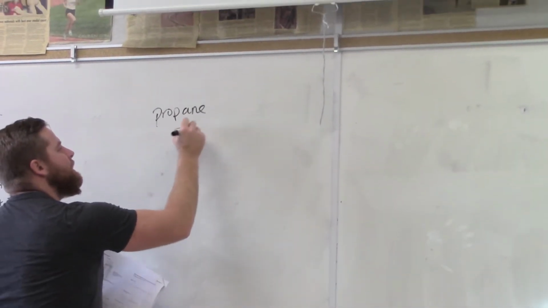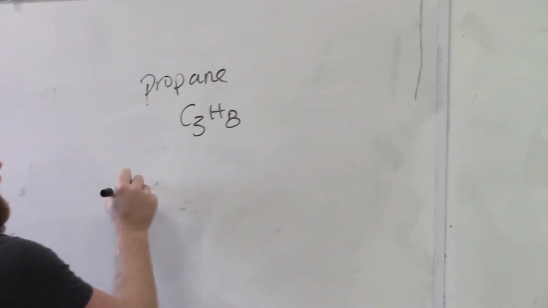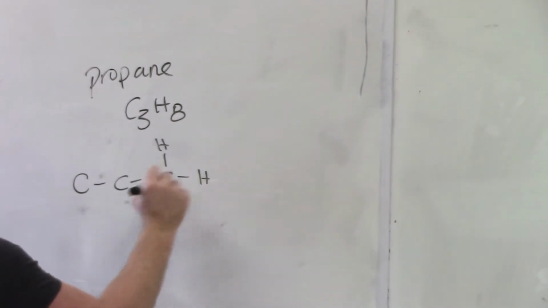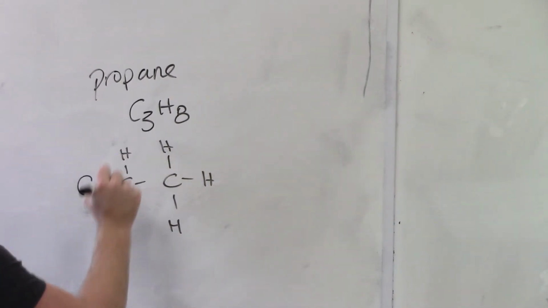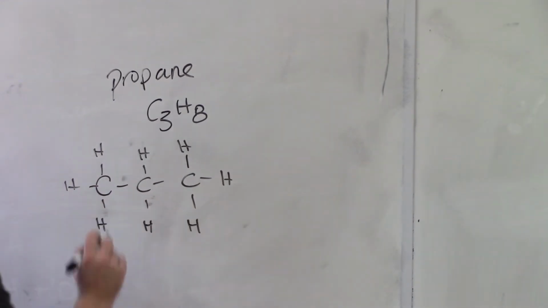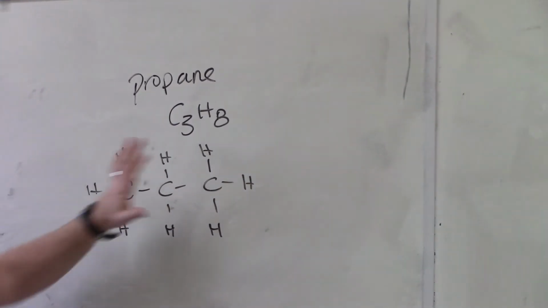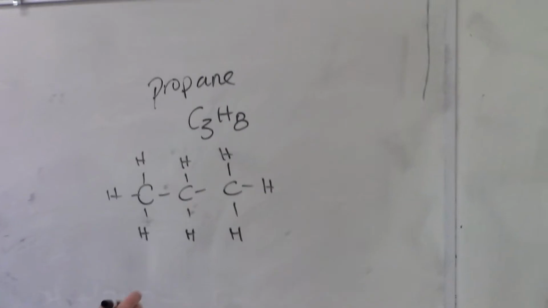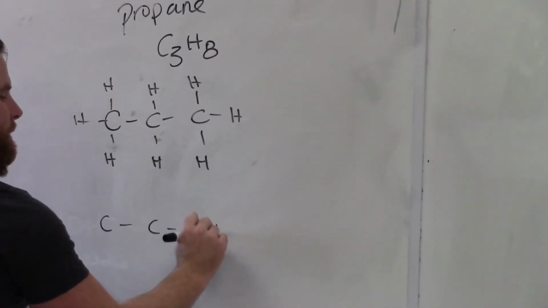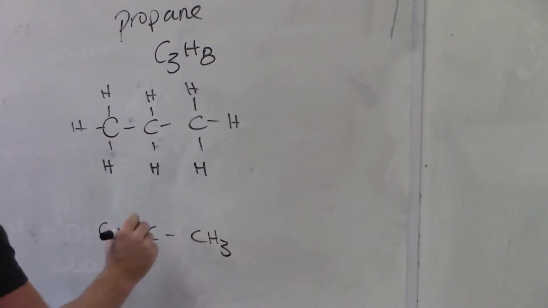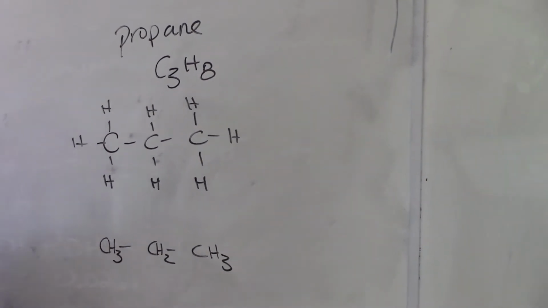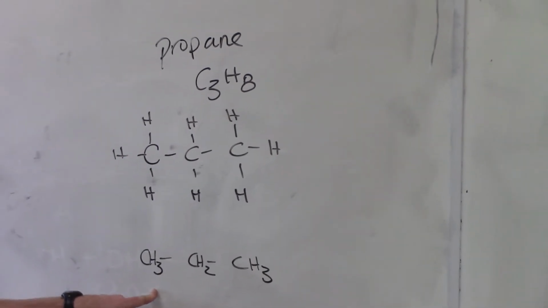Propane is C3H8. If I were to make a complete structural diagram for that, it looks like this. C3 and then 8 hydrogens. A condensed structural diagram looks like this: CH3, CH2, CH3. There's 3 hydrogens attached to the first one, 2 attached to the middle one, and 3 attached to the last one. So that's a condensed structural diagram.